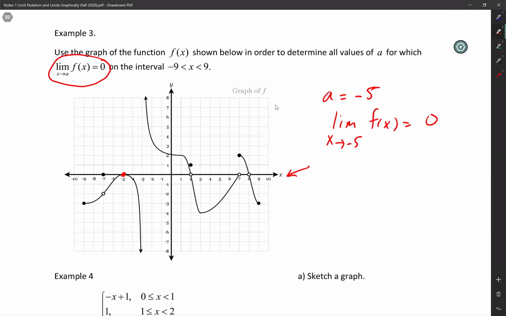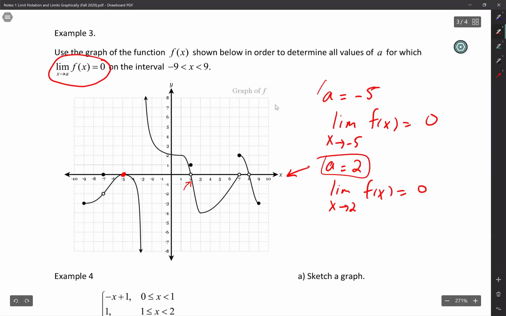All right, where else? It looks like right there at 2. So it looks like a equals 2, because it works from both sides, from the left and from the right. I'm converging at 0. So I'm going to write limit as x approaches 2 of that same function equals 0. So here's one answer. Here's another answer. There's 2 more answers, guys. I have a question.